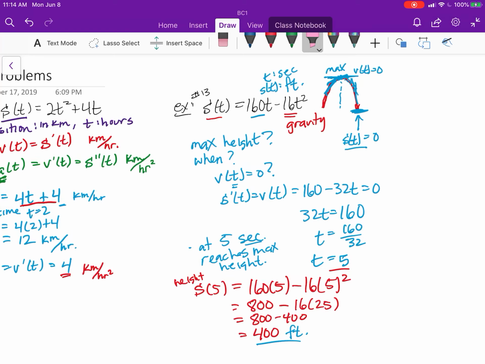Well, the velocity is 160 minus 32t by just doing the derivative of s. Set that equal to 0, and you get 5. Okay, so at 5 seconds, it reaches its max height. Be careful of your variables, right? We only got t, so the max height is not 5. That's t at 5 seconds.